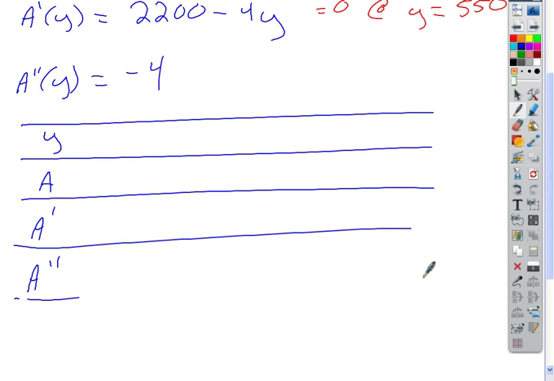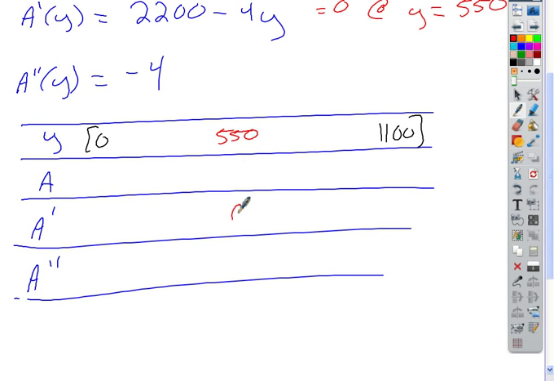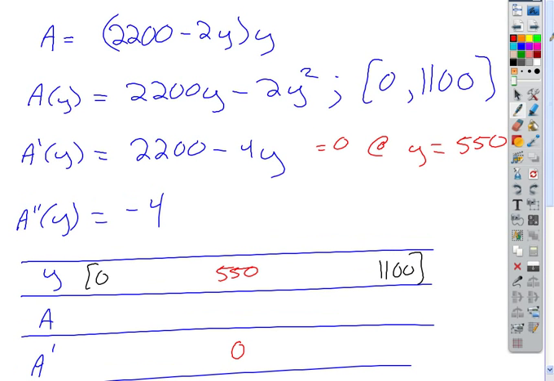So let's go ahead and put in our domain. We went from 0 up to 1100. We had one critical number at 550, and that was a 0 for the first derivative, and the second derivative had a negative value there. So is it concave up or down? Happy or sad? It's sad, right? So it's a maximum. So that's what we're looking for. We found that y equals 550 is the answer, but we may need to fill in some more blanks.